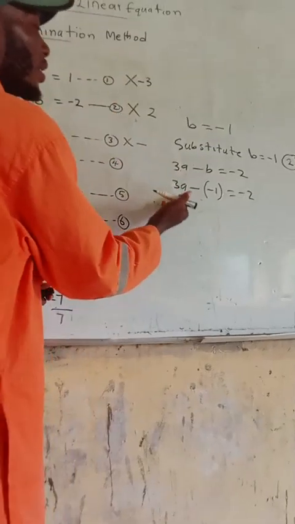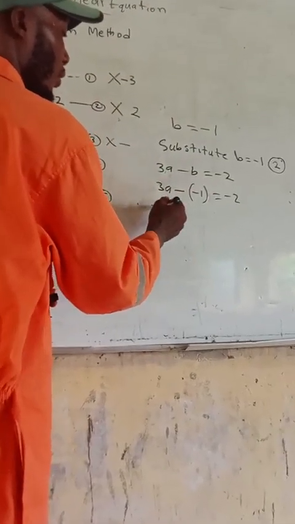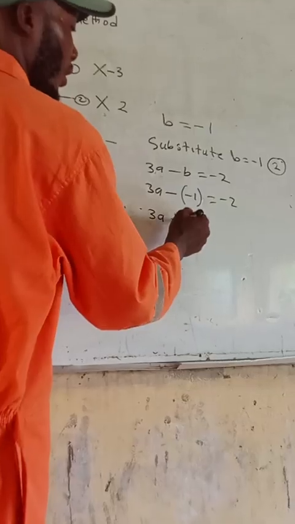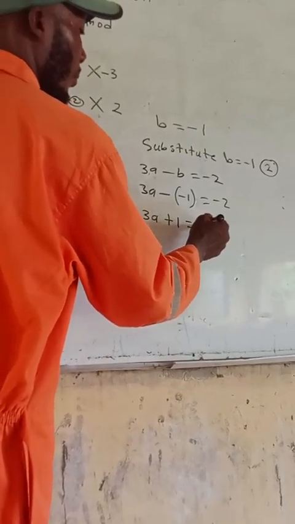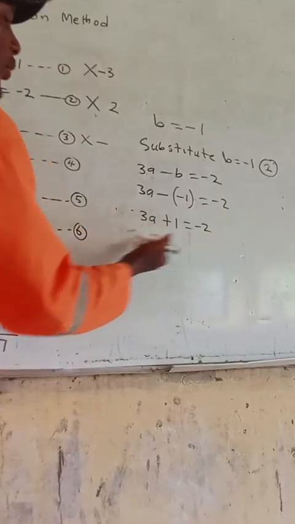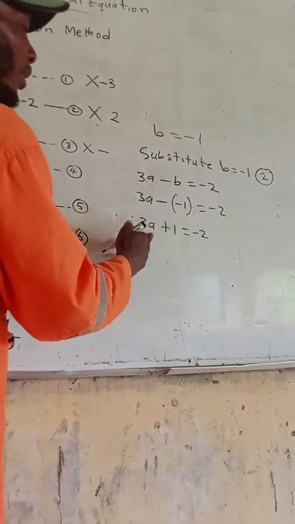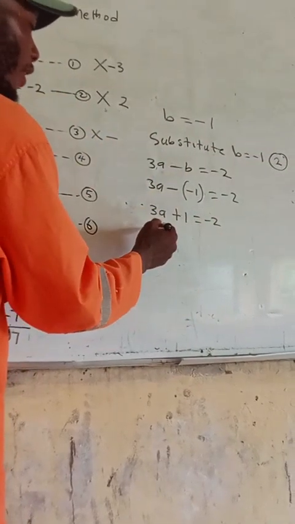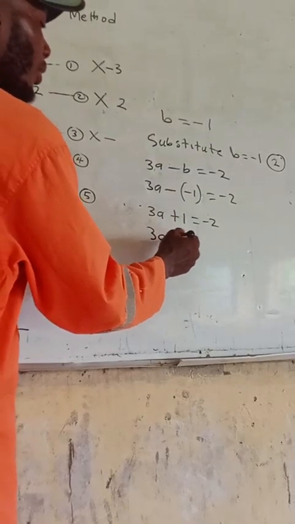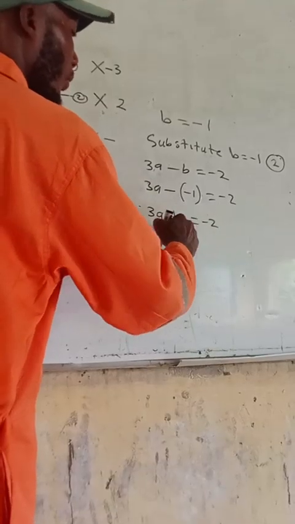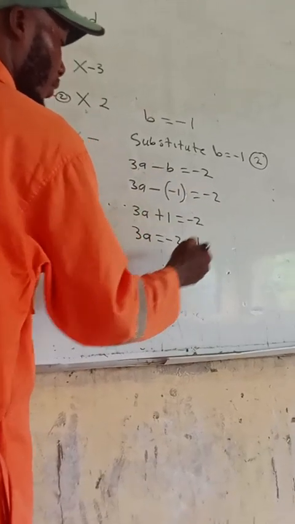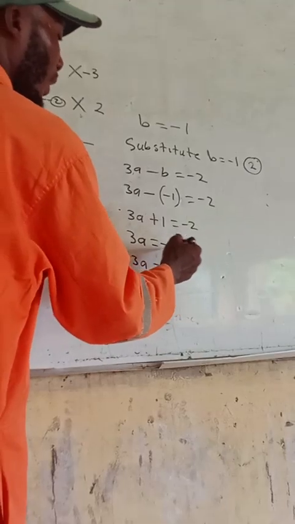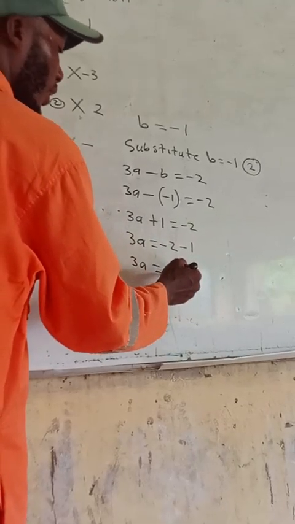Now, at this point, since there is a bracket, we resolve the bracket. We still have 3a, minus times minus is plus, then 1, which is equal to minus 2. At this point, we take like terms. 3a should be on this side of the equation, while the number should be on the other side. So we have 3a equal to minus 2. This 1 comes here to be minus 1. So that 3a is going to be minus 1 minus 2, which is minus 3.